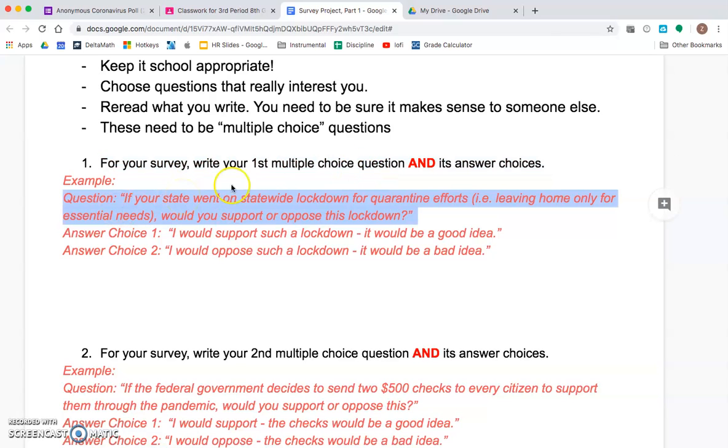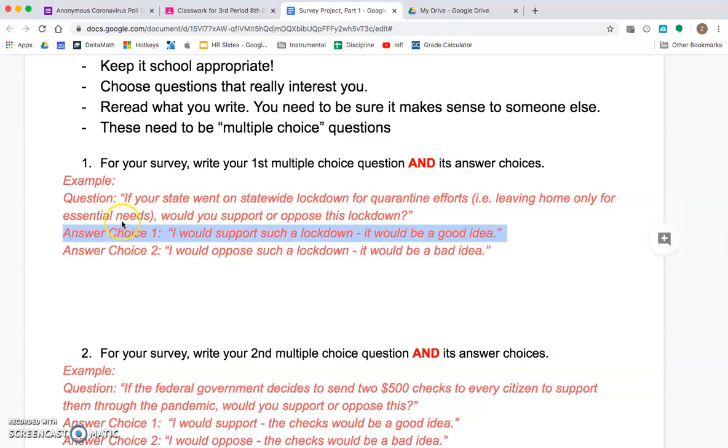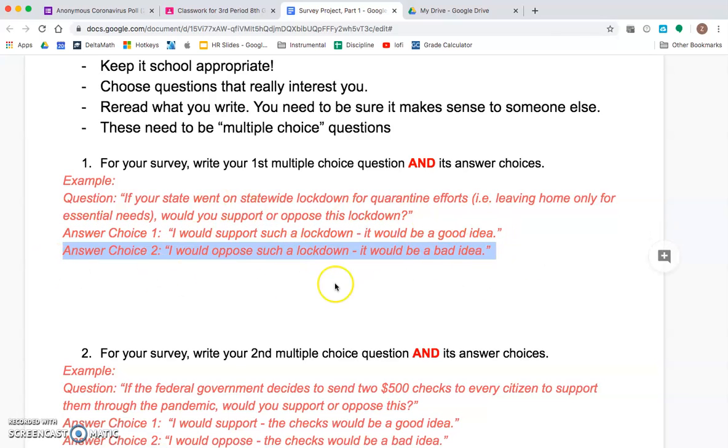So this was the question for my first survey. It was the quarantine question. So it was question, and then my question came right after it. And then here's my first answer choice right here. And here's my second answer choice. So right down here, you're going to write a question, and you're going to write at least 2 answer choices. You can have more than 2 answer choices if you want. That's up to you, but you need to have at least 2 answer choices.